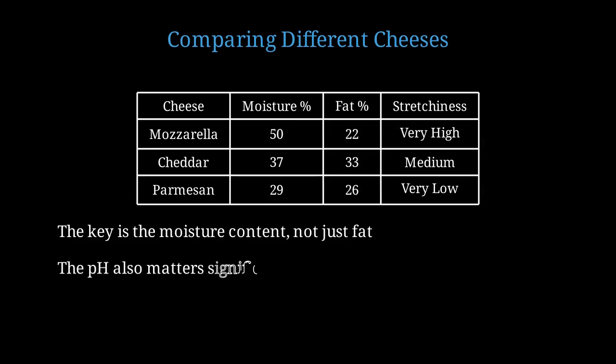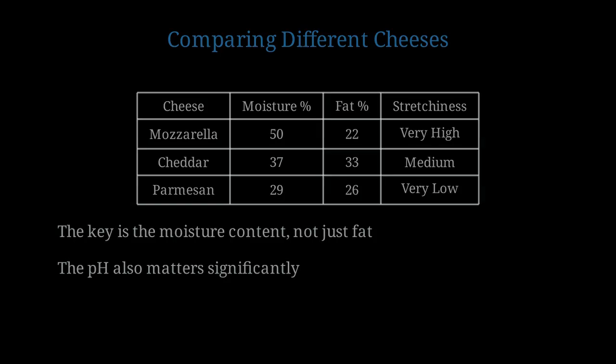The pH of cheese also matters significantly. At the isoelectric point of casein, around pH 4.6, proteins have minimal net charge and aggregate strongly, reducing stretchiness. Most stretchy cheeses have pH around 5 to 5.5.